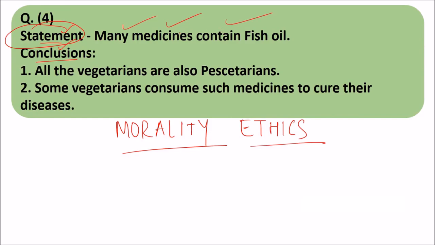Here the statement given is many medicines contain fish oil. So this statement has to be taken as true. Now what are the conclusions given? We have to find out which conclusion follows and which conclusion does not follow. Now, all the vegetarians are also pescatarian. Pescatarian means one who also eats fish and also consumes fish oil and that stuff. Over here they are saying that all the vegetarians are also pescatarian.